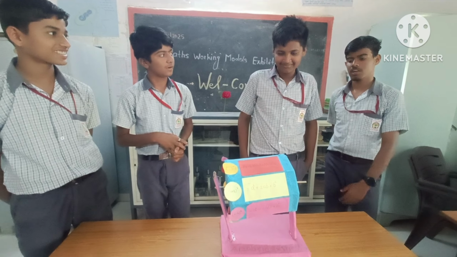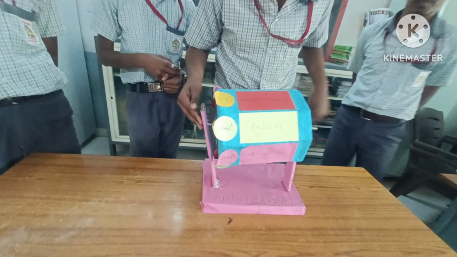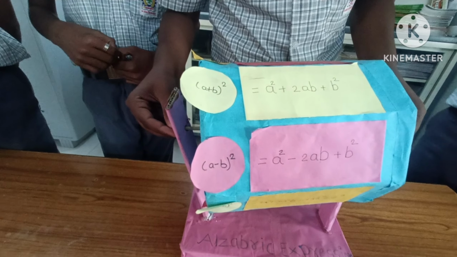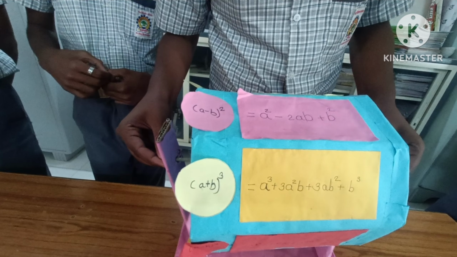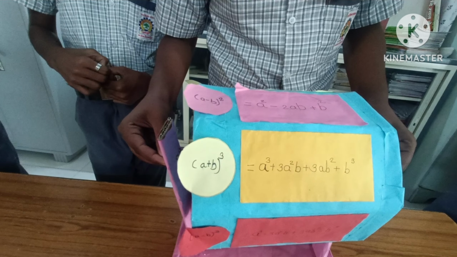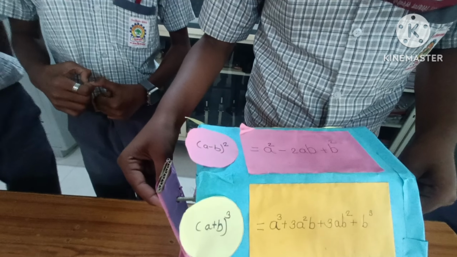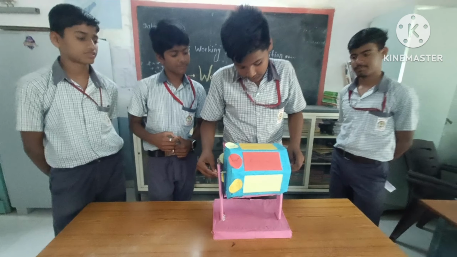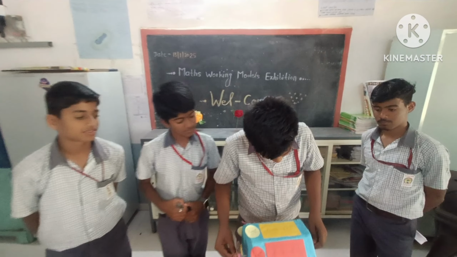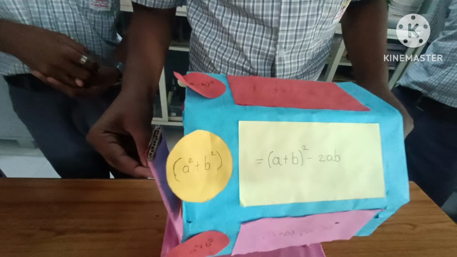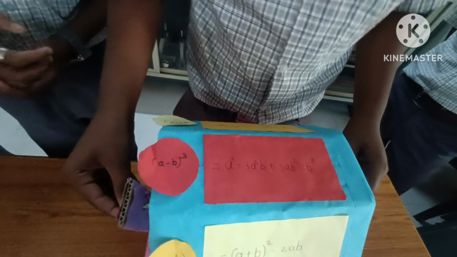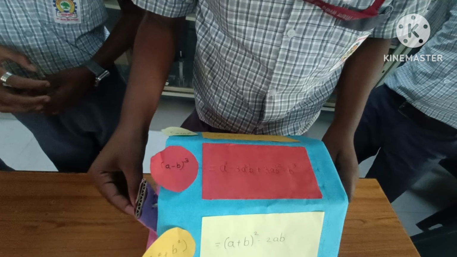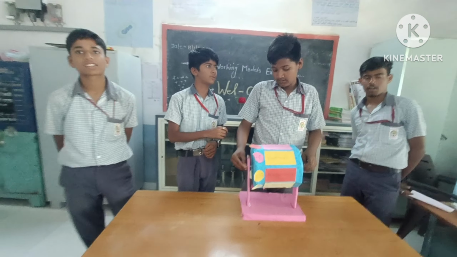Aniket will present the expansion formulas. (a plus b) whole square is equal to a square plus 2ab plus b square. (a minus b) whole square is equal to a square minus 2ab plus b square. (a plus b) cube is equal to a cube plus 3a square b plus 3ab square plus b cube. (a minus b) cube is equal to a cube minus 3a square b plus 3ab square minus b cube. Thank you.